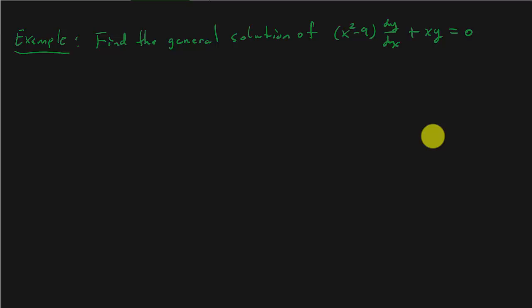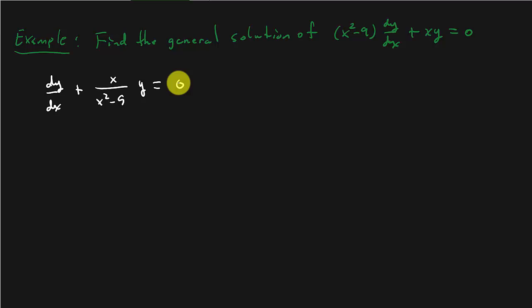All right, now let's look at this one. They want us to find the general solution of this. So let's get it in standard form. We're going to divide everything by x squared minus 9. So that's going to be dy/dx plus x over x squared minus 9 times y equals 0.